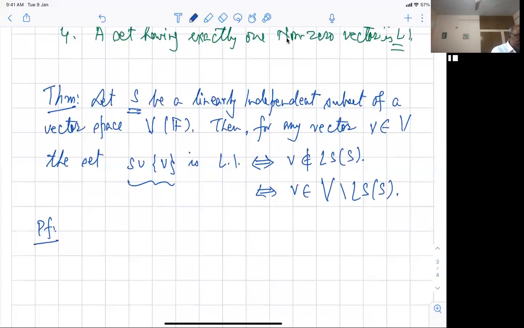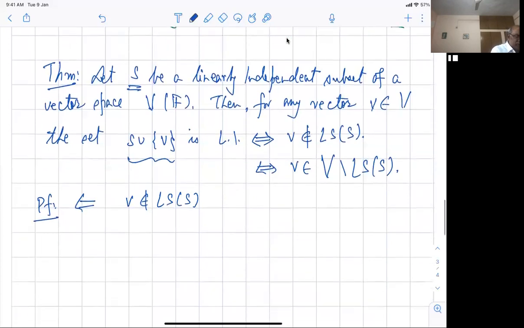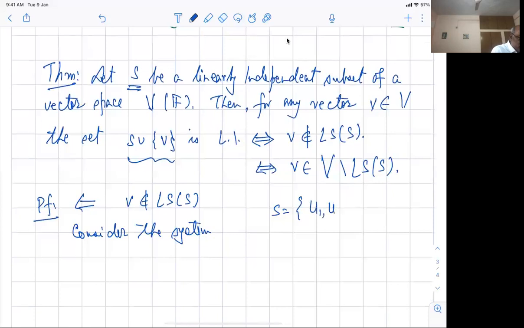Fine. So I need to look at the other way around. Let's suppose that V does not belong to LS of S. I want to show that it is linearly independent. Fine. So let me assume first that S consists of some vectors, say u1, u2, ..., uk. Or even if it is infinite, I'm looking at some subset of the u's and then adding V to it, and then looking at all such collections.